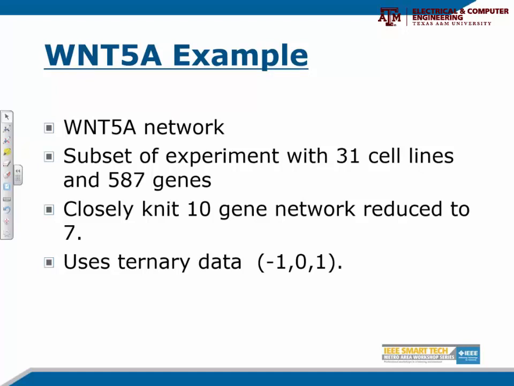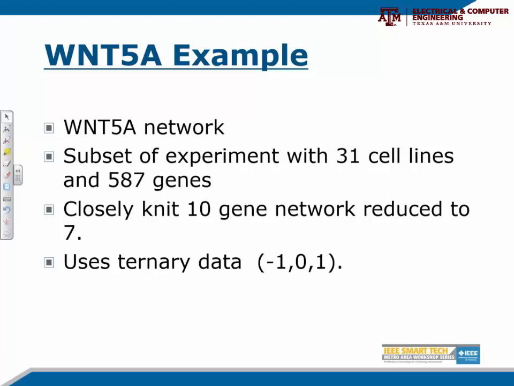So we used this method on the Wnt5a network, which was obtained from data collected in the context of metastatic melanoma. Wnt5a is a gene which has been implicated in metastatic melanoma. If Wnt5a expression is high, the melanoma has a high chance of metastasizing. If it is low, the prognosis is good. Here, this was a subset of experiments with 31 cell lines, measuring gene expressions using microarrays and 587 genes. Some folks at the NIH came up with a closely knit 10 gene network, which we further reduced to 7 because of the curse of dimensionality that is associated with dynamic programming.